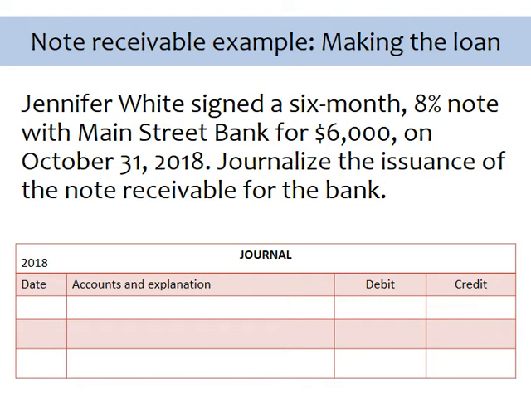We start the journal entry off by recording the date. Then we debit notes receivable for the $6,000 amount and we credit cash for $6,000. Again, remember that we are doing these entries from the standpoint of the bank who has the note receivable. A note receivable is an asset. We finalize the journal entry by making the memo line.